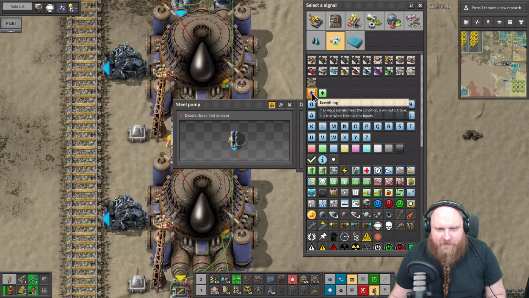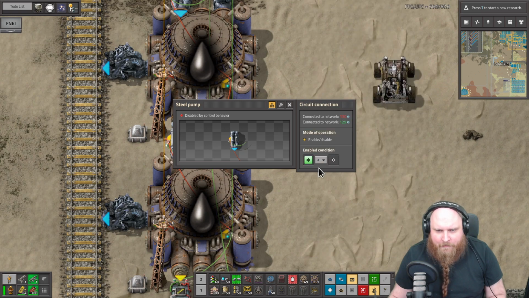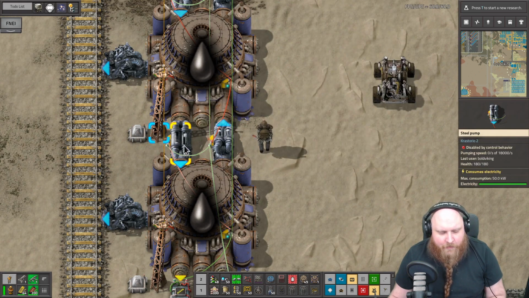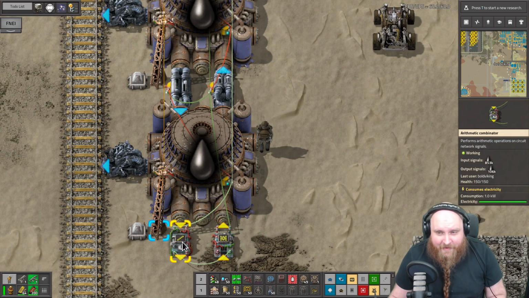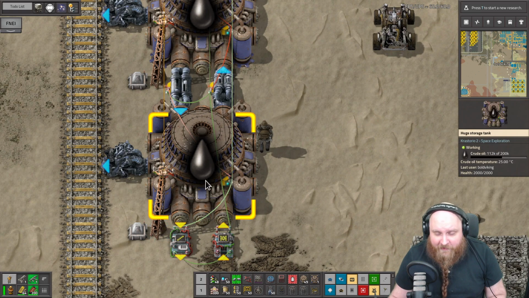So if there are no inputs, it's everything. If all input signals meet the conditions, the option will be true. If it's true, when there are no inputs. Now, anything is less than 0. Is that correct? So we add these 2 signals together. It will be negative if we have less in here than the negative average. The negative average is 106.